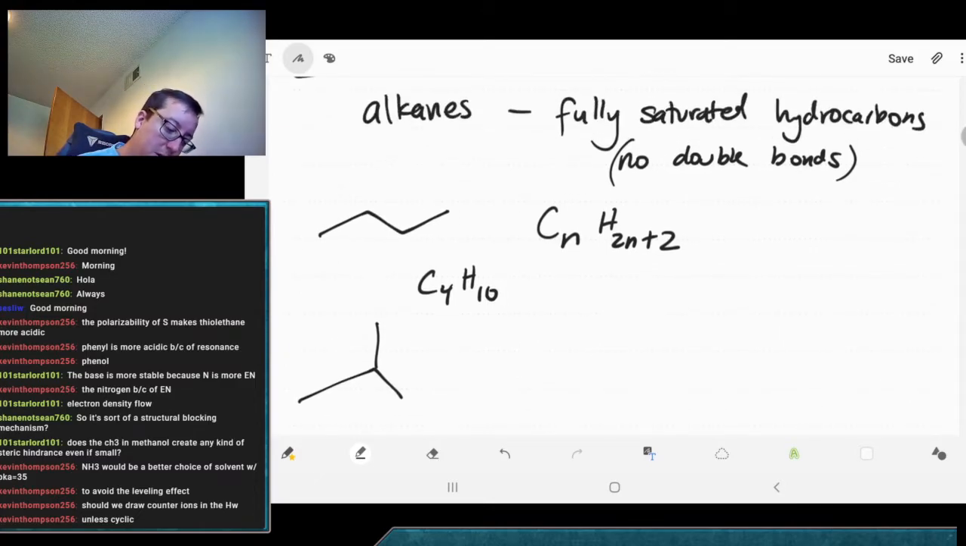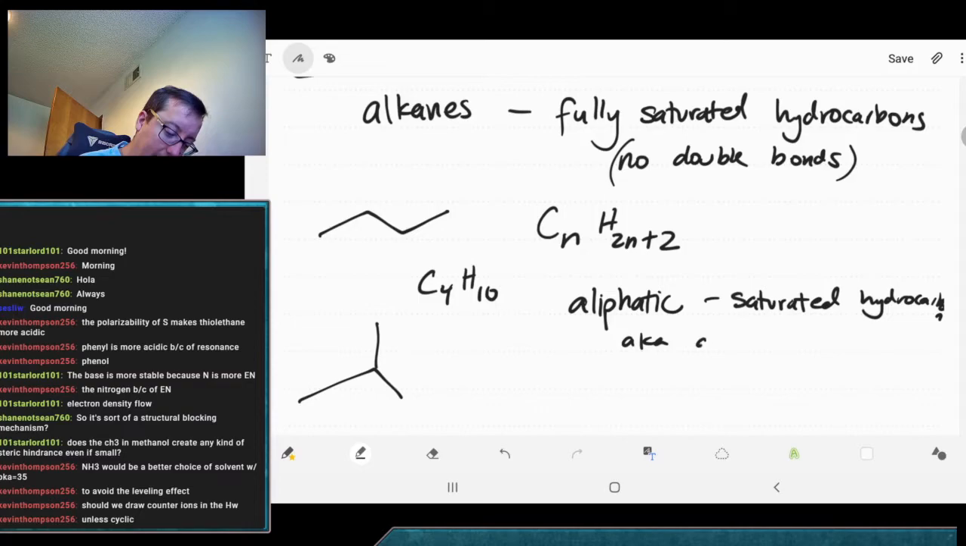These are also called aliphatic. I do not know where this word comes from, but that's okay. Aliphatic is the same thing as what we're talking about here. These are going to be saturated hydrocarbons, same thing, AKA alkanes.